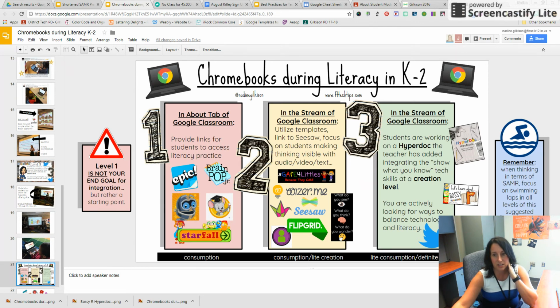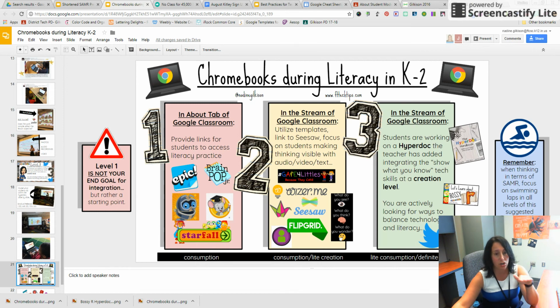Now, one of the things on here, you notice again, I'm telling you that caution symbol, please do not stay at level 1. I want you to see the arrow that I have across the bottom because it's showing you consumption versus creation. So when you're at level 1, that's consumption. And that's why I'm saying it's a starting point, but I really want you to get beyond that. Then we get into consumption and light creation in level 2. And once we get to level 3, then we're getting into definite creation.